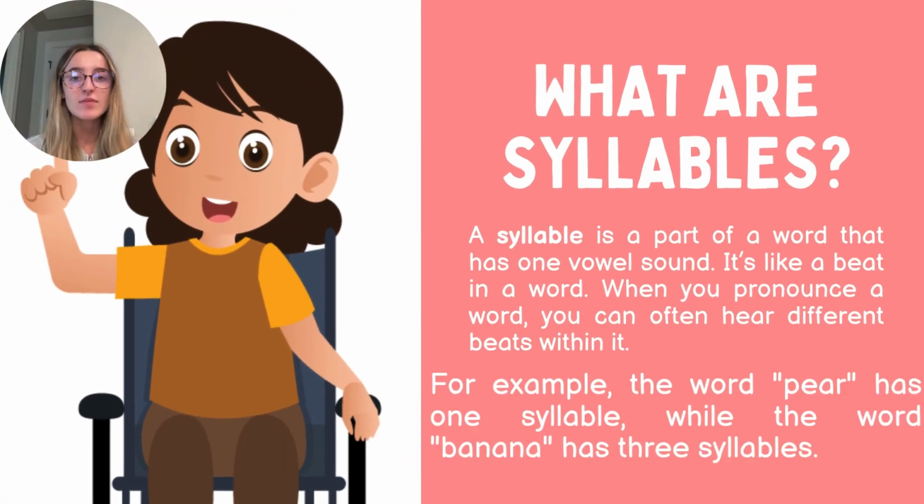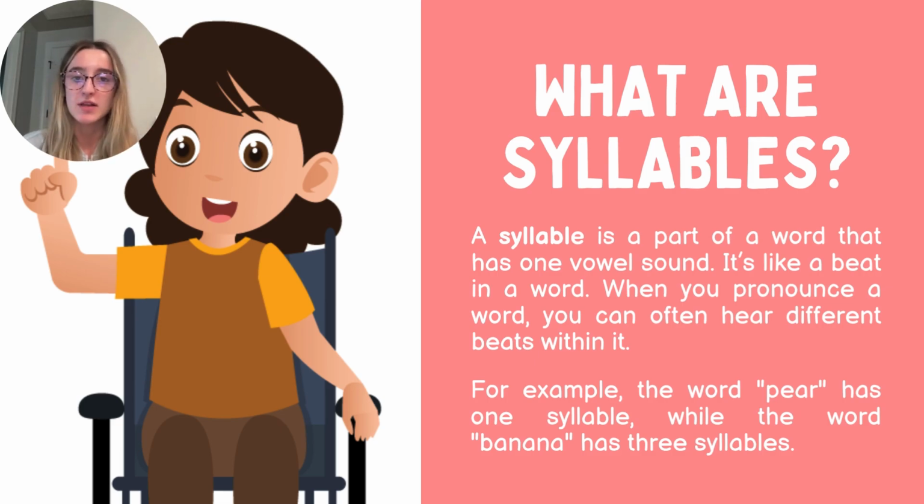So, as just a refresher, what are syllables? A syllable is a part of a word that has one vowel sound. Do you remember what vowels are? Yes, so it is like a beat in a word. When you pronounce a word, you often hear certain beats within it. For example, in the word pear, we hear one beat, pear, versus a word like banana. If we say banana slow, banana, we hear 3 beats within that word.